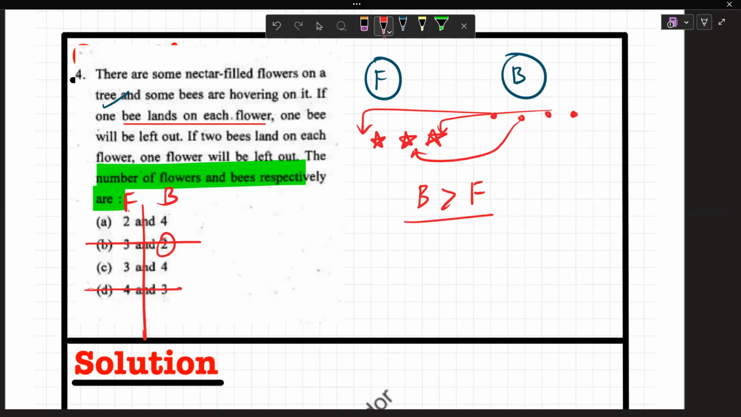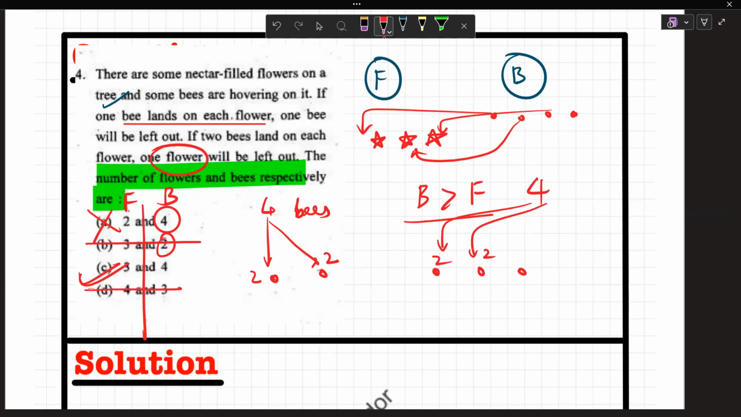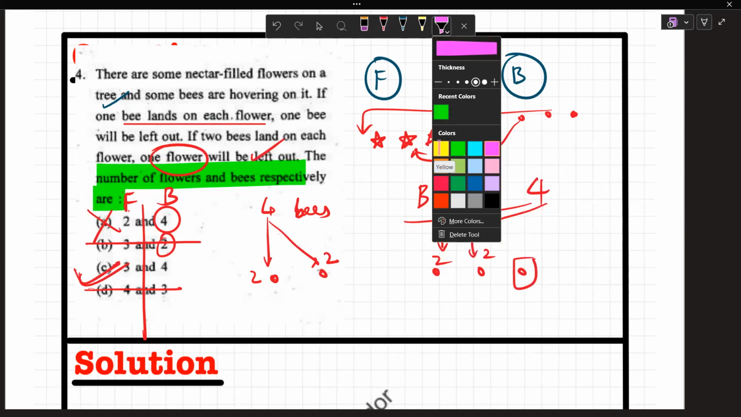2 options are eliminated. Now the next part is, if 2 bees land on each flower, one flower will be left out. यहाँ पे 4 bees are there, 2 flowers. 2 will come here, 2 will go here. Question says one flower will be left out. Is this the correct option? No. So this is the correct option. How many flowers are there? 3 flowers, 4 bees. 2 will come here, 2 will come here. Remaining one will be left out. Clear? So your answer is C. That is 3 and 4. Got it?